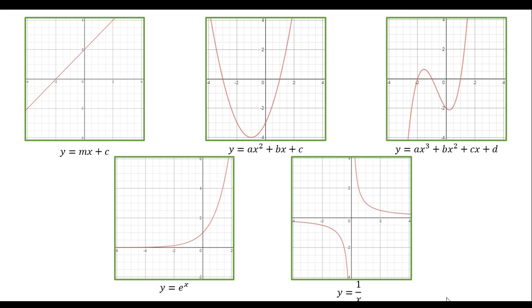Hiya. So we're going to start this with just a little recap on the 5 key graphs that you need to know. So this first graph we're going to have a look at is just a linear straight line graph. You should be very familiar with this in the form y equals mx plus c. So this m being the gradient, this c being our y-intercept.